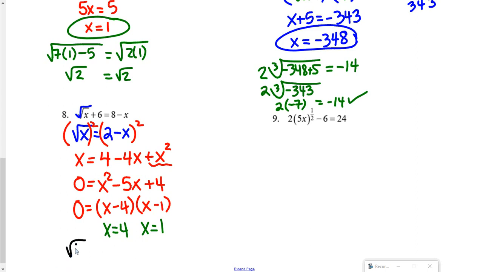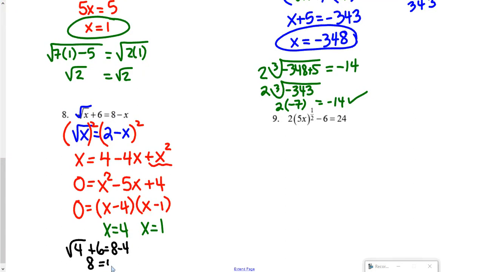Let's check. I have the square root of 4 plus 6, so that's 2 plus 6, which would be 8. And on the right, I have 8 minus 4, which is 4. So this one looks like it's extraneous right now. Let's plug in 1. I have the square root of 1 plus 6. The square root of 1 is 1, plus 6 is 7. On the right, I have 8 minus 1. And 8 minus 1 is also 7, so this one looks good. X equals 1 is my only answer. I want to be sure that I've circled my answer and then I've crossed out this other one that was extraneous, so there's no confusion.